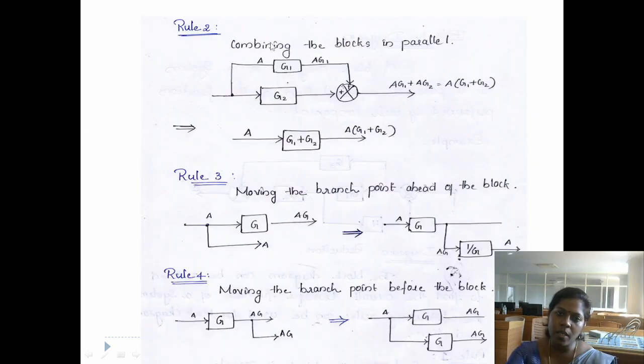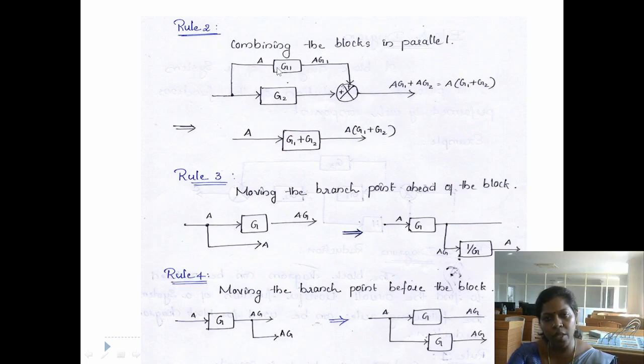Now rule number 2 is combining the blocks in parallel. Here the G1 block and the G2 block are in parallel. When we use the block diagram reduction rules, one important thing is that there should not be any change in the input and output. Here we are giving signal A as the input, and the output is A into G1 plus G2.